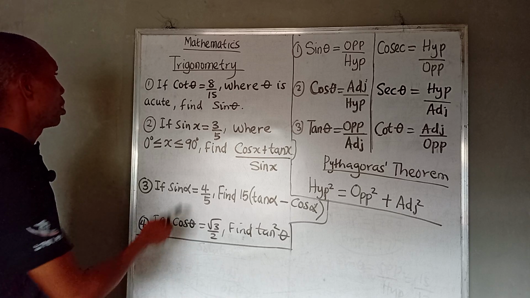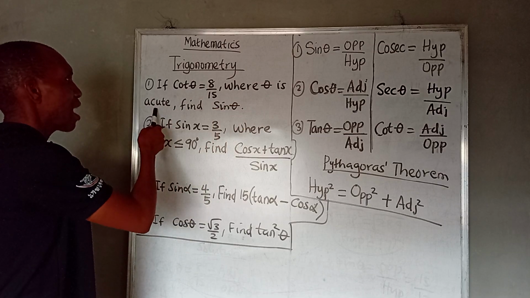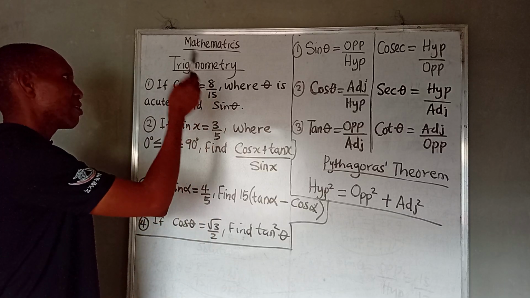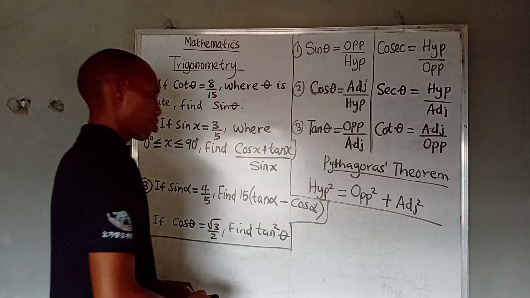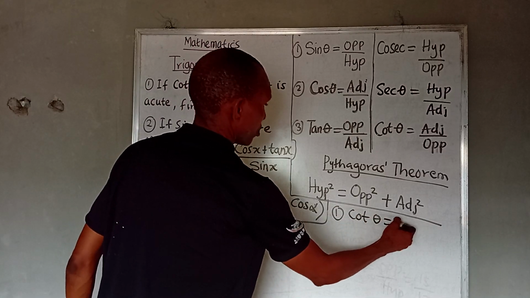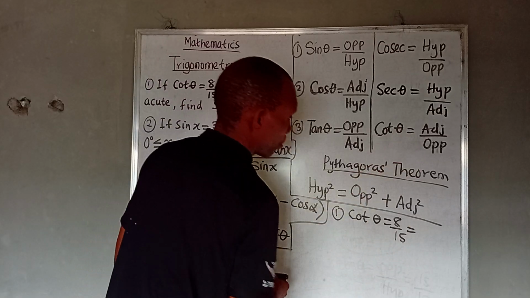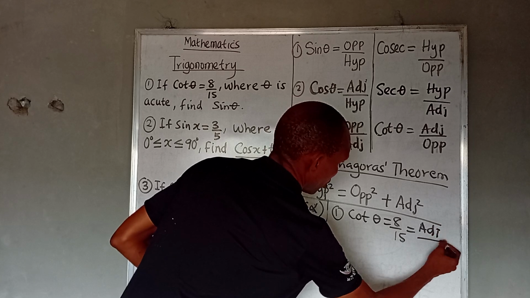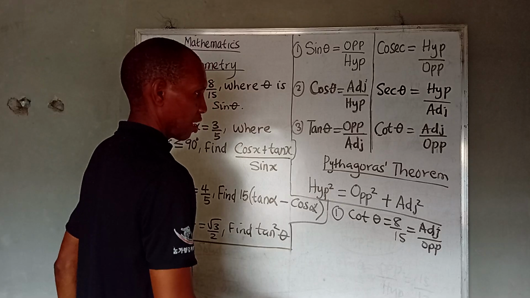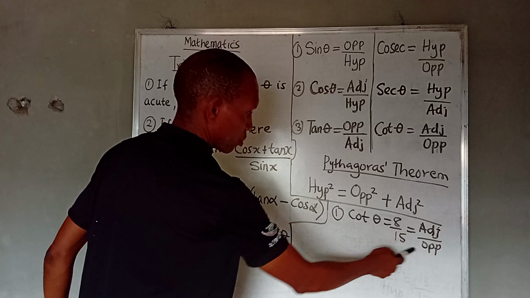Now in question number 1, we are told if cot theta is 8 over 15, where theta is acute, meaning theta is less than 90 degrees, find sine theta. This question is very easy to solve. Given cot theta is 8 over 15. Don't forget that cot is adjacent over hypotenuse. So if you take a look at that, it means the question tells us that the adjacent of the right angle triangle is 8, while the opposite is 15.